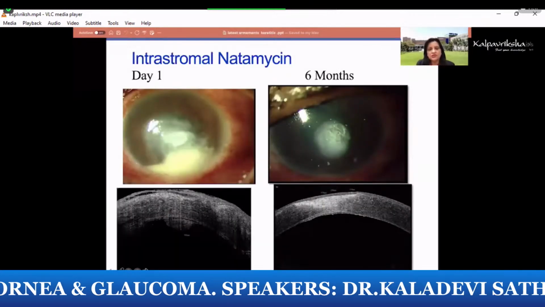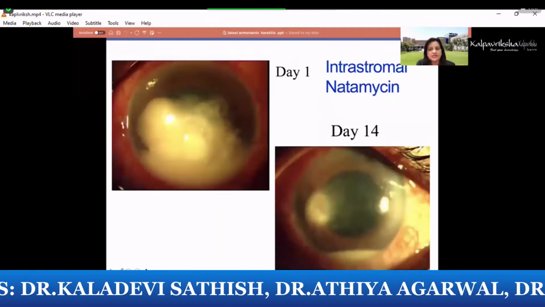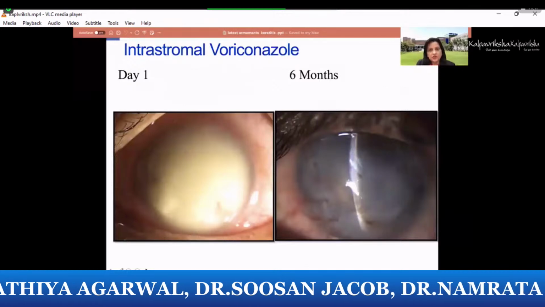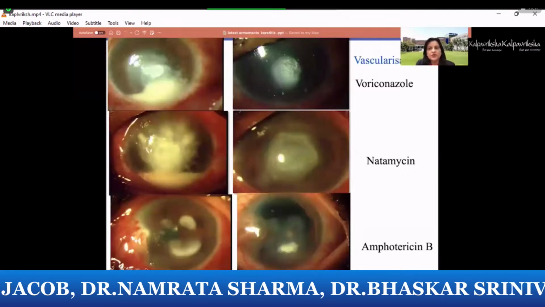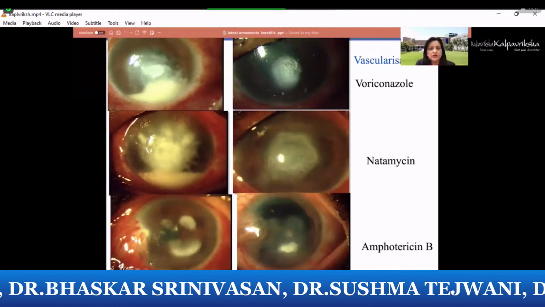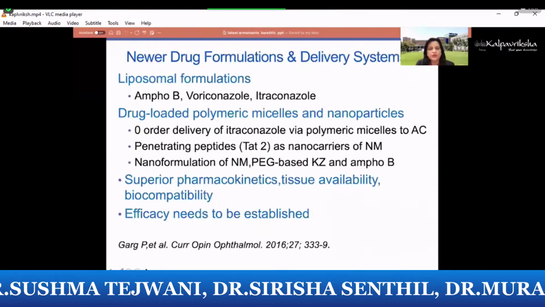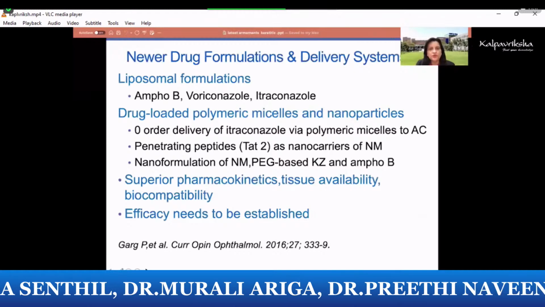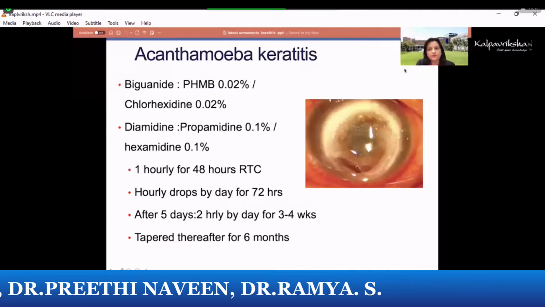So this is intrastromal natamycin, which is soluble, and this is yet another case with intrastromal injection. We evaluated all the 3 injections, the intrastromal voriconazole, natamycin, as well as amphotericin B, and we found that intrastromal natamycin was the best, and there was vascularization with amphotericin B. Other formulations of antifungals could be in the form of liposomes, drug-loaded polymeric micelles and nanoparticles, and of course the efficacy of this needs to be established.